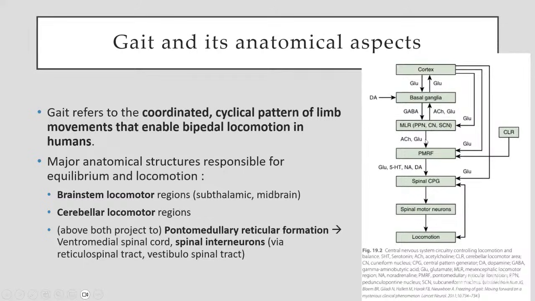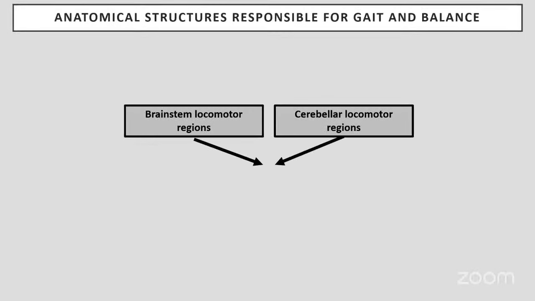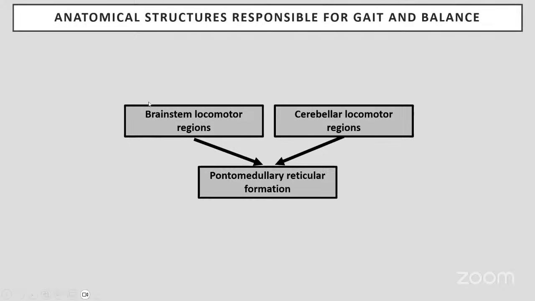And from here, it is projected from the pontomedullary reticular formation to the spinal neurons, the spinal motor neurons, which help in locomotion. So we are going to discuss the detailed anatomical structures. The brainstem locomotor region and cerebellar locomotor region are projected to the pontomedullary reticular formation.